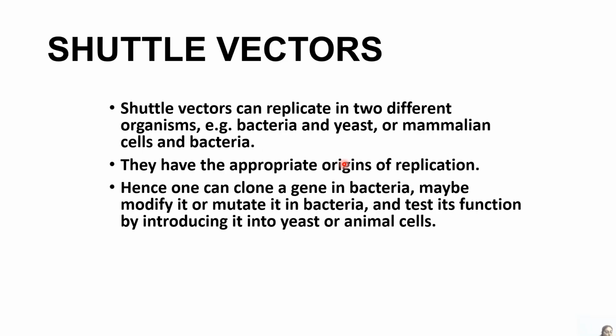Then we can talk about shuttle vectors, which can replicate in two different organisms, bacteria and yeast, or mammalian cells and bacteria. They have the appropriate origins of replication, hence one can clone a gene in bacteria, maybe modify it or mutate it in bacteria, and test its function by introducing it into yeast or animal cells.